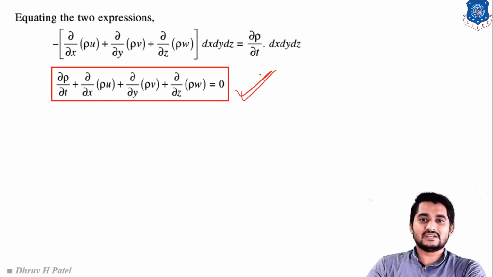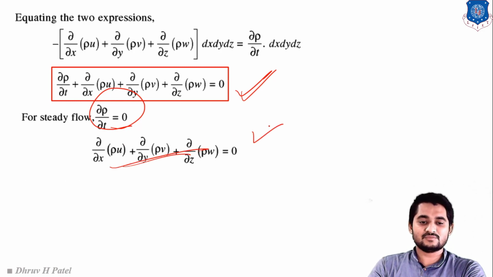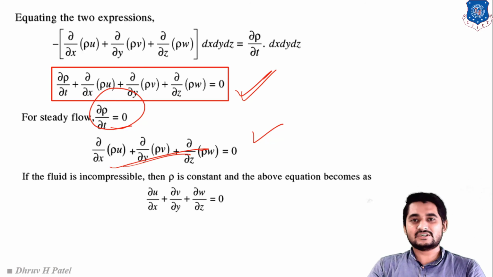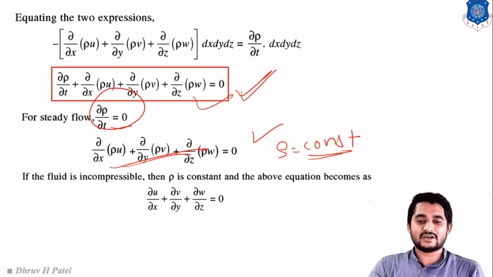If we want to derive the equation for steady flow, then for steady flow, the derivative of any parameter with respect to time will be 0. So for the main equation, del rho by del t will be 0. So here it is the equation for steady flow. After that, if we derive this equation for incompressible flow, then for incompressible flow, density is constant. Clear? So we can take density as common.